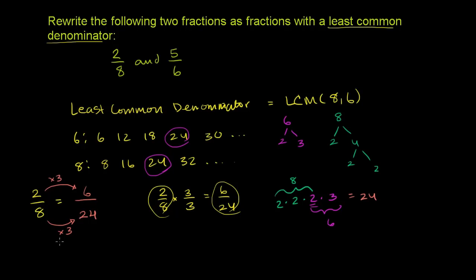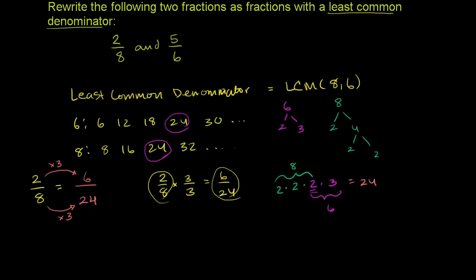And let's do the same thing with 5 sixths. So 5 over 6 is equal to something over 24. Let me do that in a different color. I'll do it in blue. Something over 24. To get the denominator from 6 to 24, we have to multiply it by 4. So if we don't want to change the value of 5 sixths, we have to multiply the numerator and the denominator by the same thing. So let's multiply the numerator times 4. 5 times 4 is 20. 5 sixths is the same thing as 20 24ths.